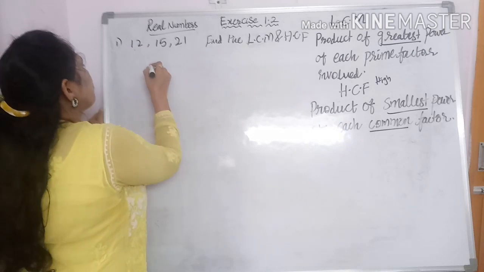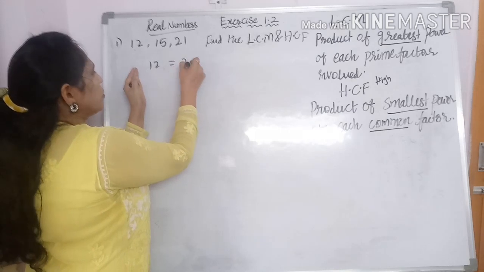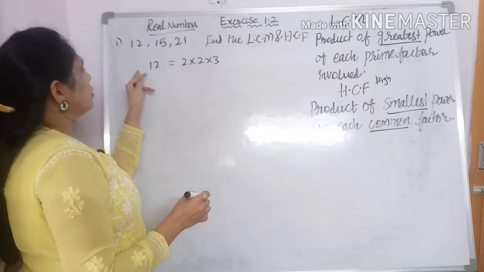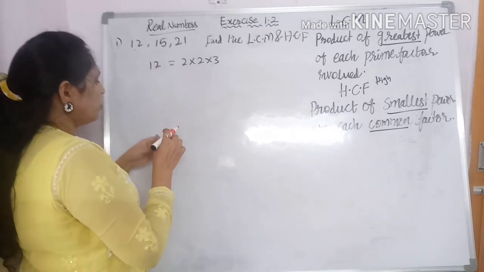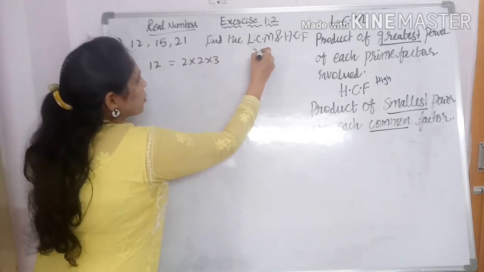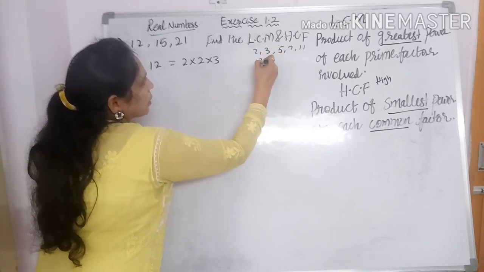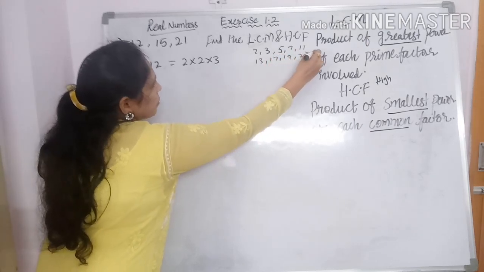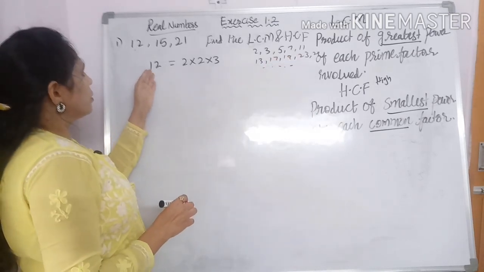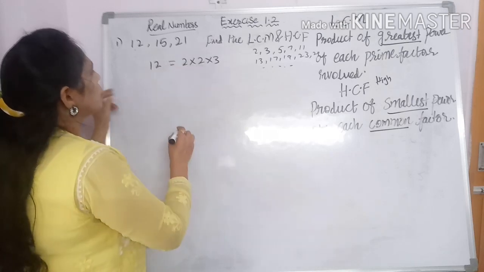Okay, now we will take 12, factors of 12. How can we write it? 2 into 2 into 3. These are the prime numbers. So you can find out the prime factors. What are the prime numbers? Starts with 2, 3, 5, 7, 11, 13, 17, 19, 23, 29, and so on. Here 12 is equal to 2 into 2 into 3.